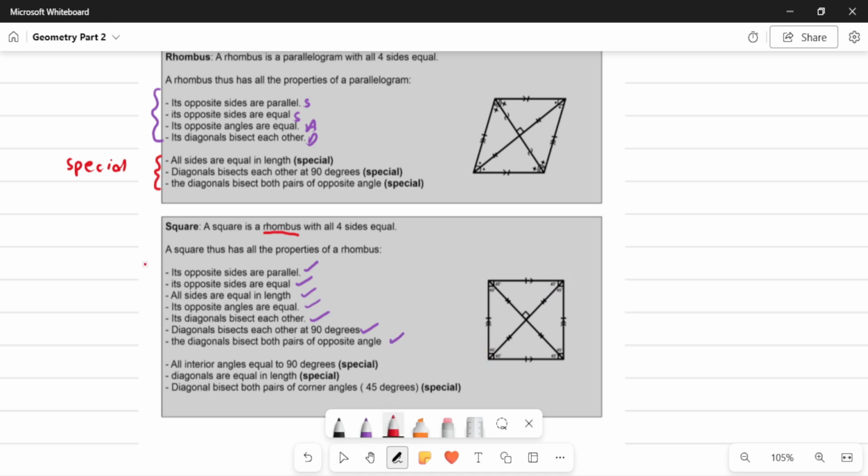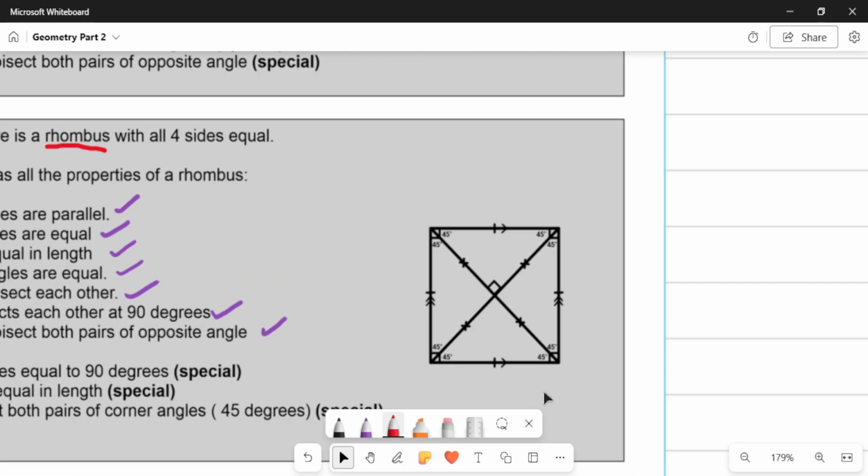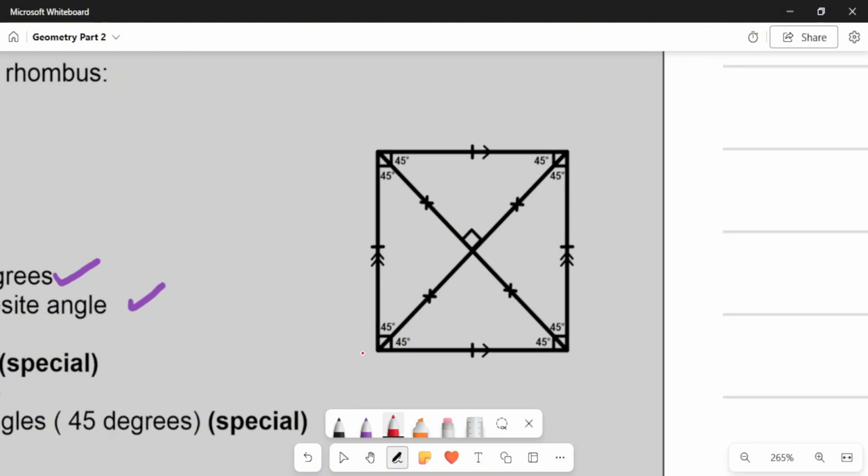But what makes it different, right? So this here is coming from the rhombus, but what makes it different, these ones here, the special ones, is what? All the interior angles are equal to 90 degrees. So if you look at all of these corner angles, they're all equal to 90 degrees. The diagonals are equal in length. So this diagonal here is the same length as this diagonal here. And the diagonal bisects both pairs of corner angles at 45 degrees. So this is something that you won't get in a rhombus, right? Where these corner angles here are 45 degrees. Right? It won't be the case. So this is what we get from a square only.